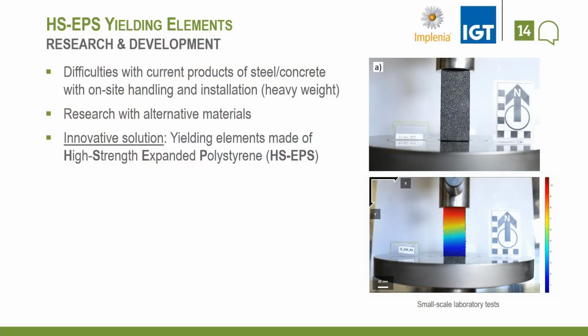HS-EPS, a high-strength expanded polystyrene, which is a special type of polystyrene which can take the high stresses and high strains occurring in tunneling. You can see pictures of the first initial laboratory tests on a really small scale, and in this animated graph, which was analyzed with digital image correlation, you can see a formation of a horizontal compaction band in the center of the sample. The high strains here are taken through inner compaction of the material, and you can also see that the Poisson ratio is extremely low.